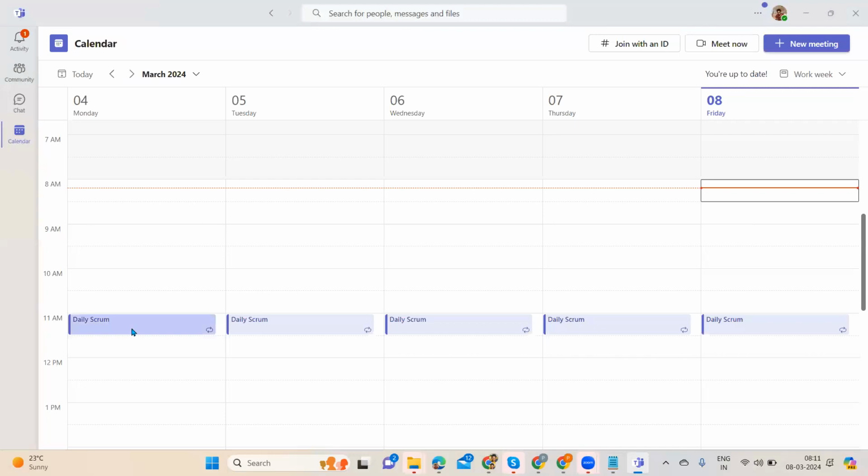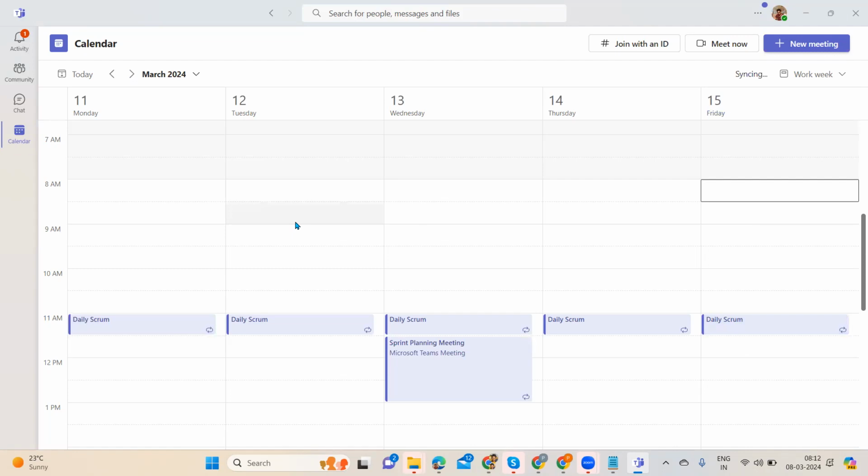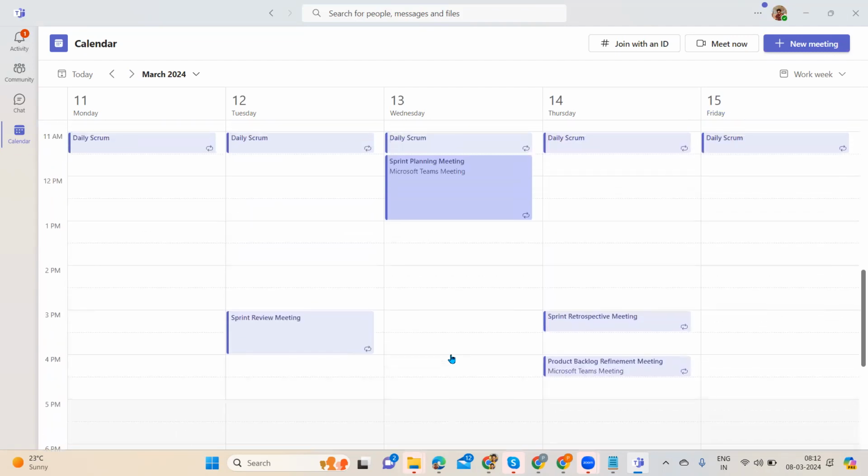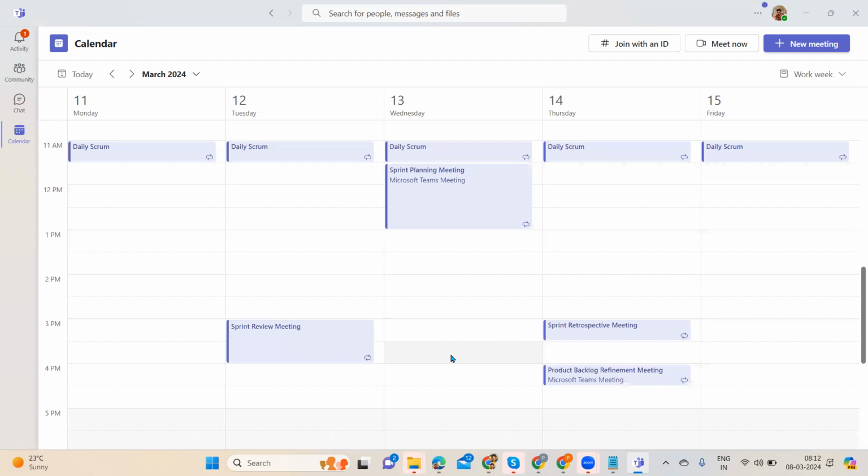See, we have daily stand-up call, right? So this is how it looks in your Teams. I have already scheduled daily scrum calls, daily scrum, daily scrum, daily scrum. Now you can see, right? Sprint planning meeting. Maybe we are starting it on Thursday. You can see, right? Sprint planning meeting.